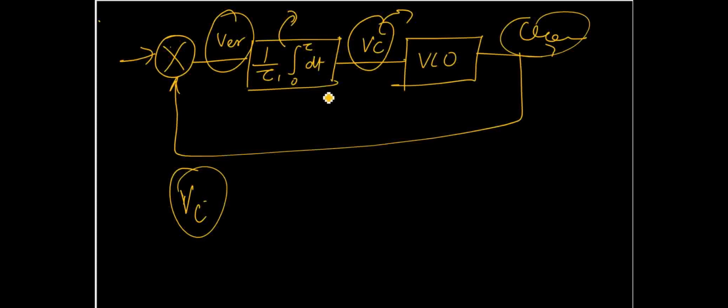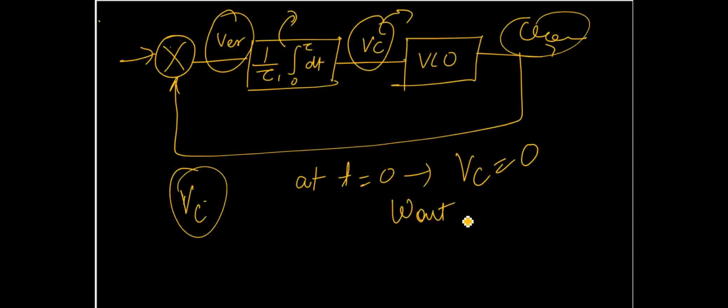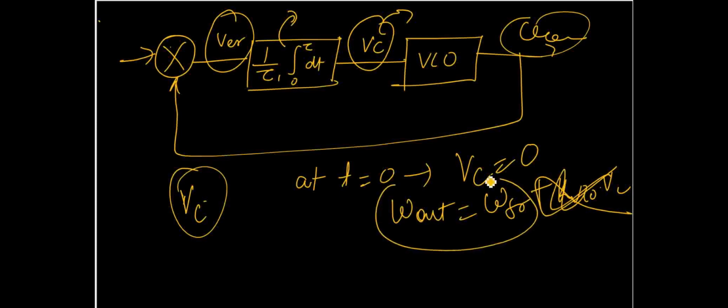In reality, no. The problem is not solved. So why? If I'm talking about t equal to 0, what is the case? At t equal to 0, your Vc equals 0. Right? So what is your omega out at this time? This is omega free, because omega out is equal to omega free plus Kvco Vc. So when Vc is equal to 0, this is cancelled out, so omega out is equal to omega free. So what is the frequency error at t equal to 0? That will be omega in minus omega free.